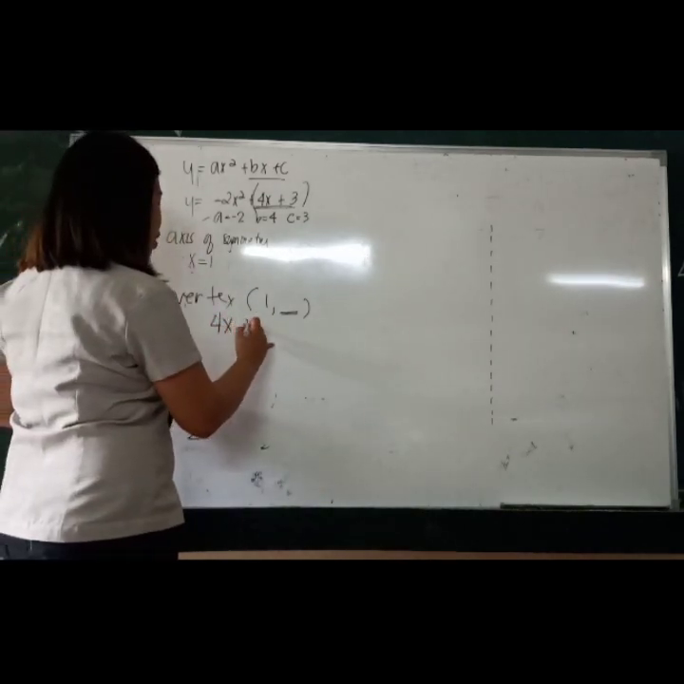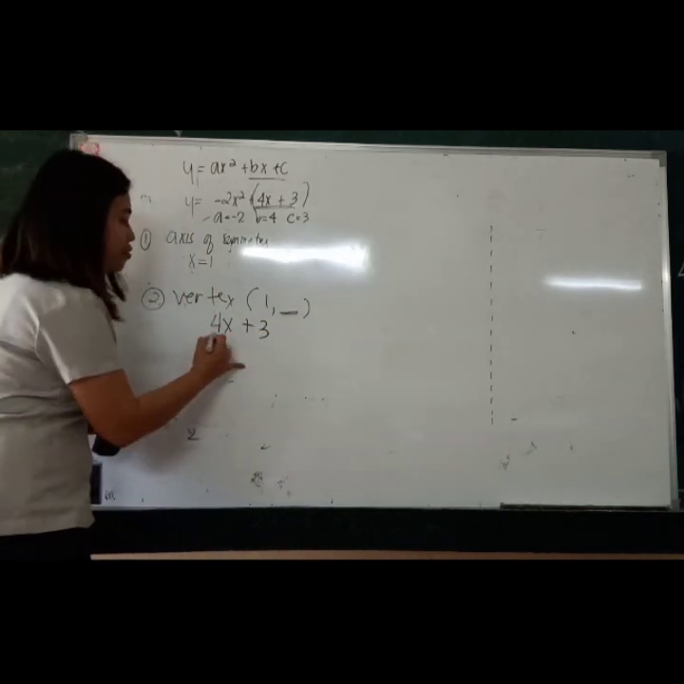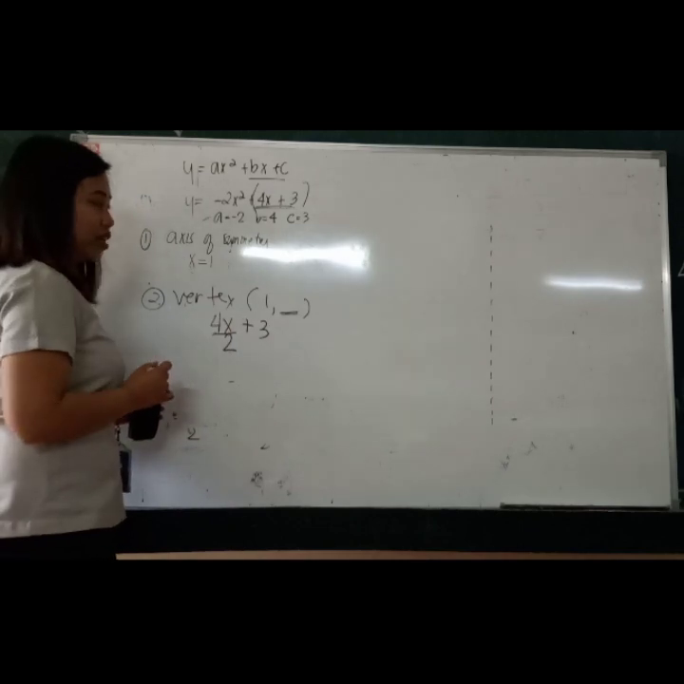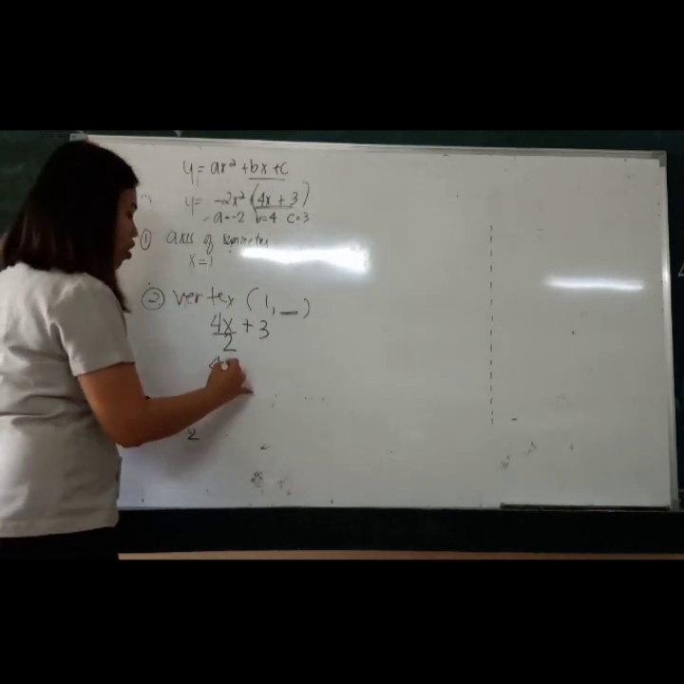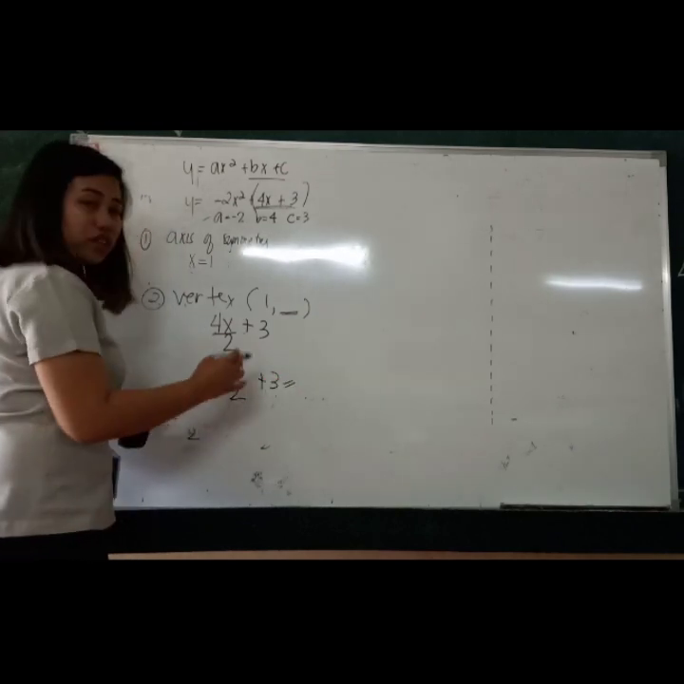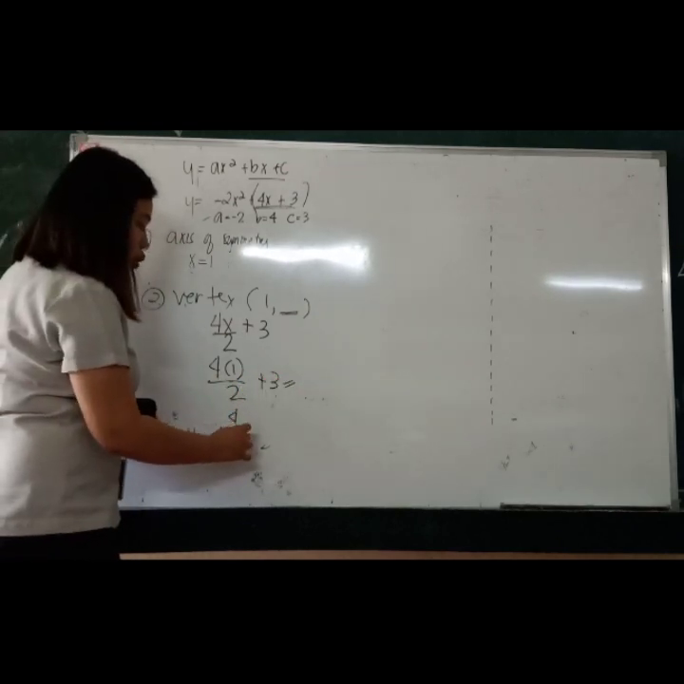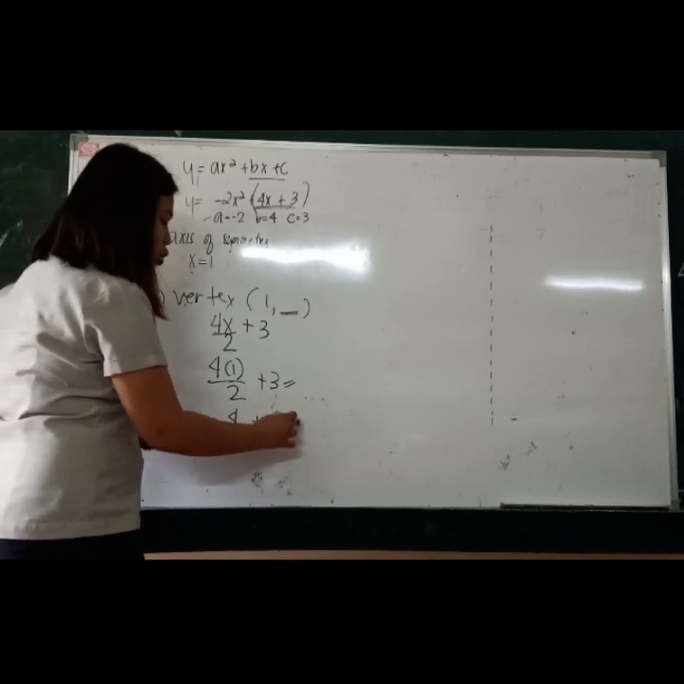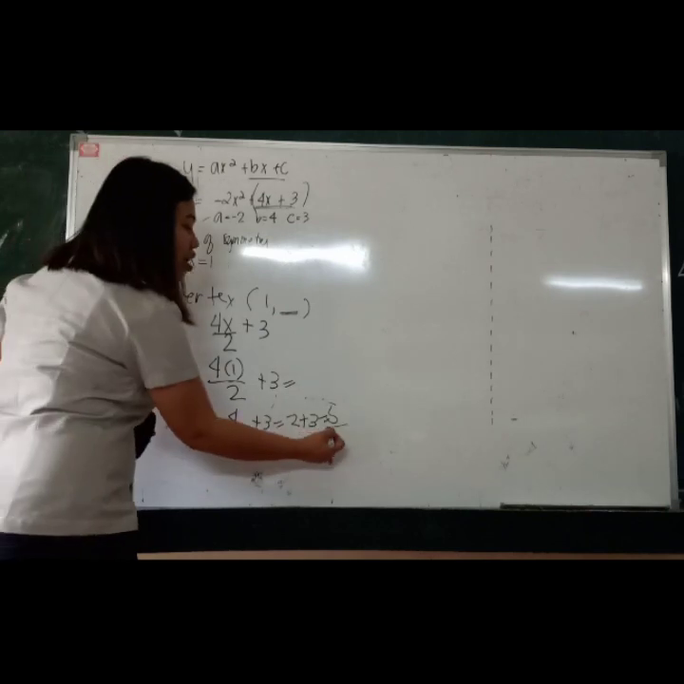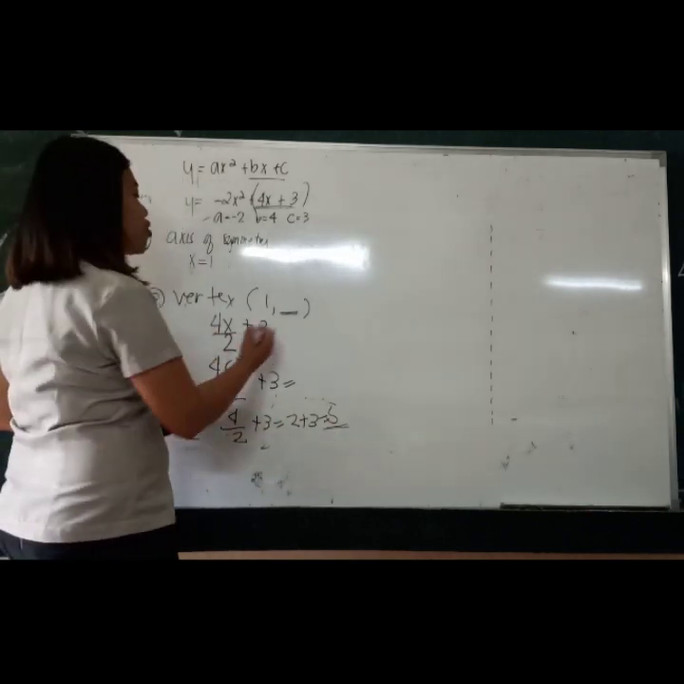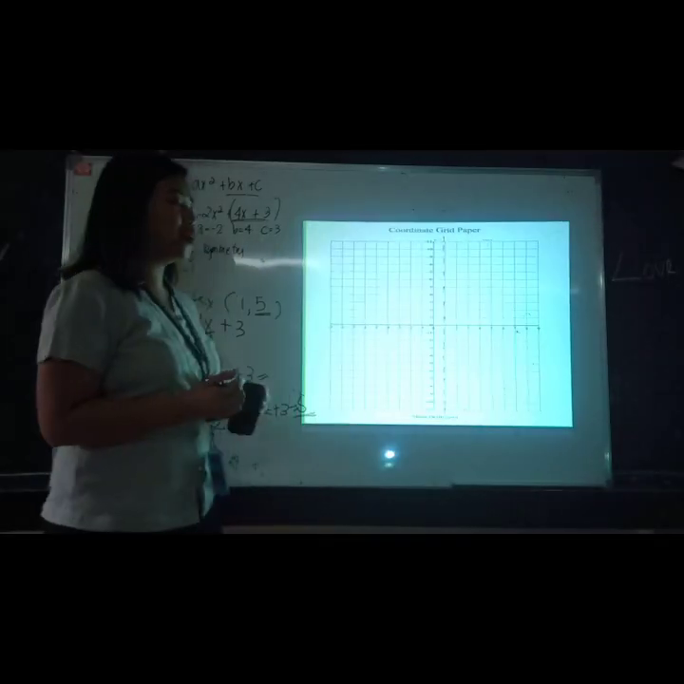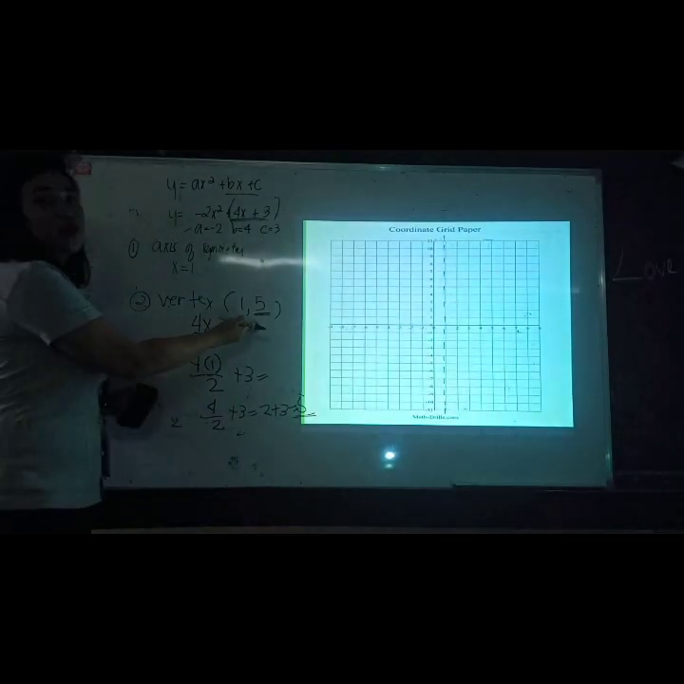So we have here 4x plus 3. We divide it by 2. The x will be the axis of symmetry. So that is 4 times 1 half plus 3. That is 4 times 1 is equal to 4 over 2 plus 3. That is 2 plus 3. Then we have the value of the second coordinate of our vertex, which is 5. So from here, we now have the vertex, which is (1, 5).